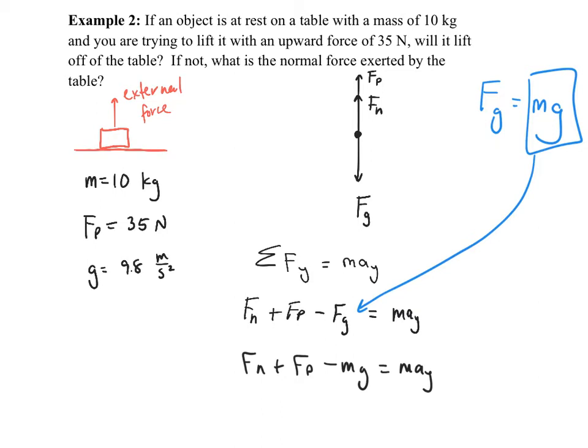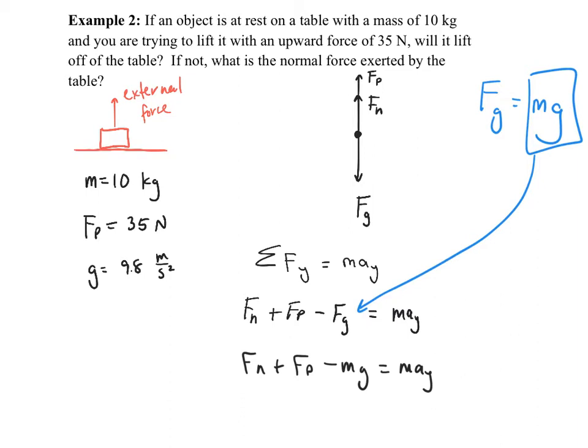Now, the problem is still not over because we still don't know what the answer is. It says, will it lift off the table? Let's ask this question now. If I lift this off the table, follow me please, what's the normal force then? What's the normal force, Nora? 0. Why, Nora? Because it's not touching the table and it's not exerting a force down on the table.